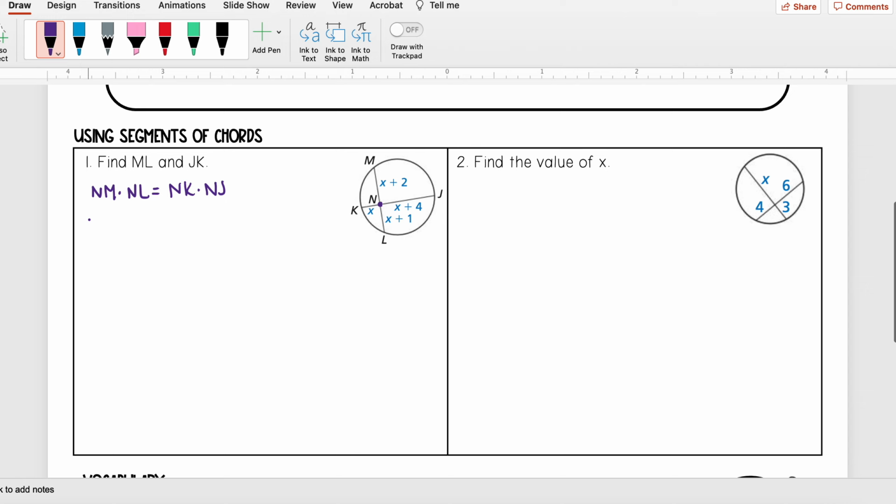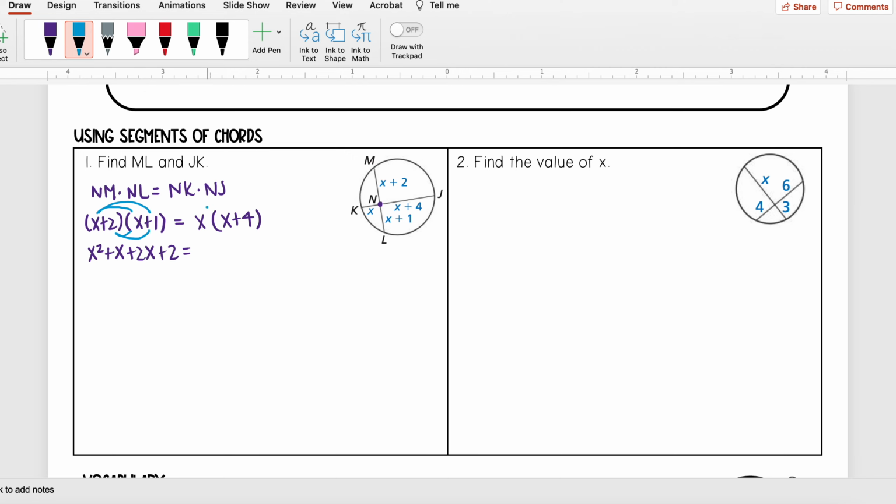Well, NM is equal to X plus 2. NL is equal to X plus 1. NK is equal to X. And NJ is equal to X plus 4. So now I need to go ahead and distribute. On the left-hand side, I'm going to do a double distribution. So I have X times X to get X squared. X times 1 to get X. 2 times X to get 2X. And then 2 times 1 to get 2.